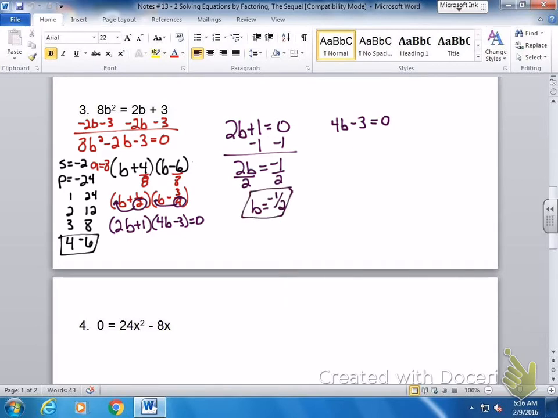I go over to the other one. I need to add 3 to both sides. I get 4b equals 3. I divide both sides by 4, and I get my second solution is b equals 3/4. All right. Let's go ahead and go to the next page, number 4.